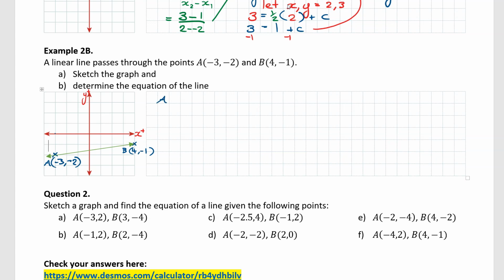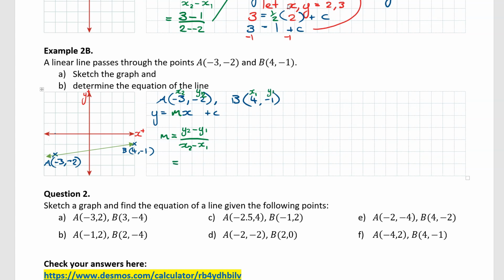So we've got a and b. A is -3, -2. B is 4, -1. And we're trying to get it in the form of y equals mx plus c. We need to find the value of m, and we know m is equal to the rise over the run, or y2 take y1, all over x2 take x1. Let's say this is x2, and therefore this is y2, and then this is x1, this is y1.